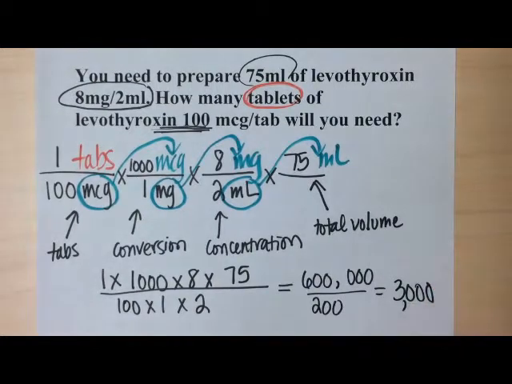So I know this seems out of the ordinary. It's probably rare that you're going to do a compounding problem using 3,000 tablets, but this is just for purposes of running through calculations. So our answer here is 3,000 tablets.